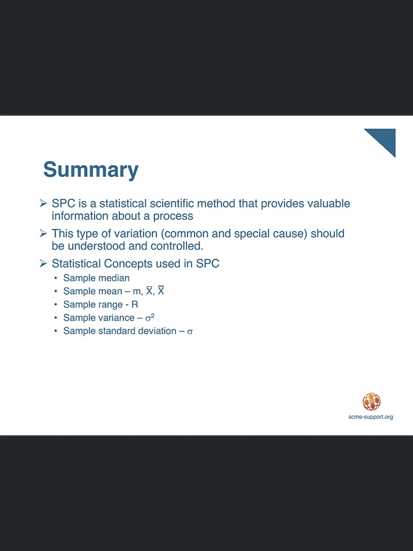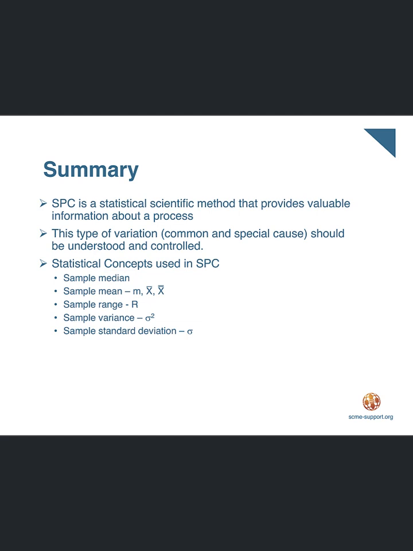All processes have common cause or inherent variation. Most processes also experience some special cause variation. In order to maintain a quality product, it is important to be able to identify special cause variation in order to reduce or eliminate it. Statistical process control, SPC, can help to identify and monitor all types of variation. Understanding the basic mathematical concepts involved with SPC is important in developing and utilizing these tools correctly.